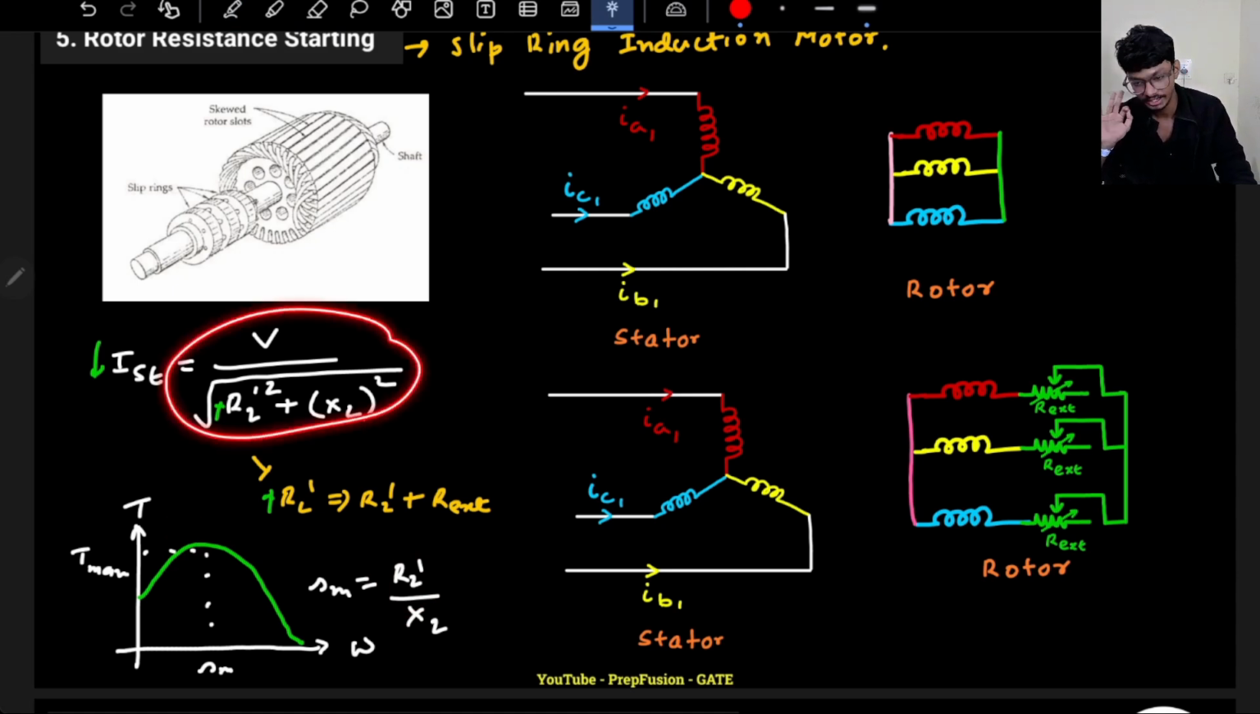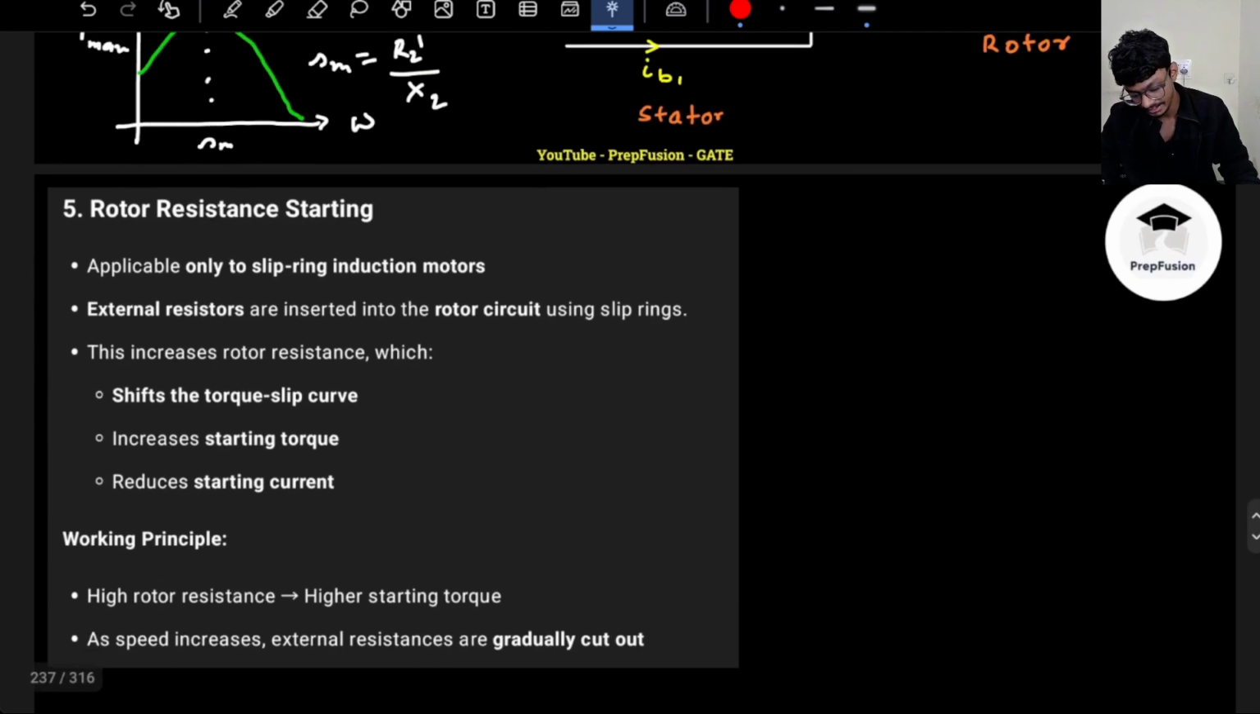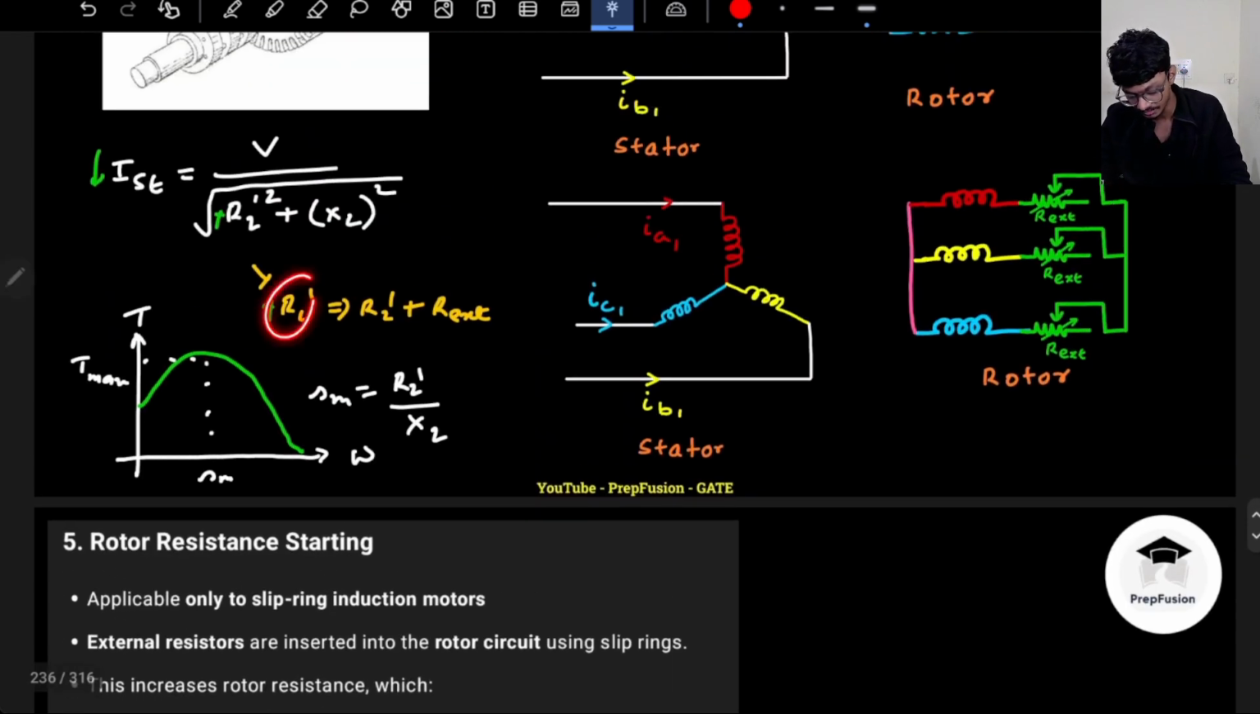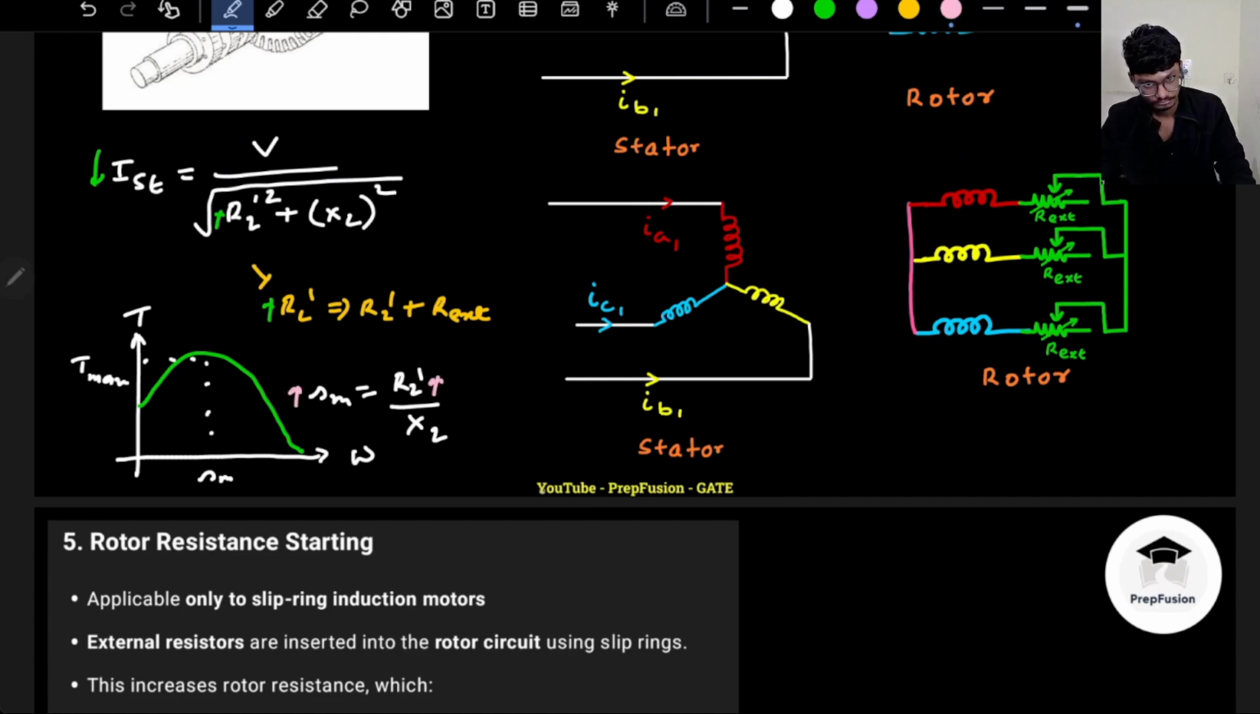Although this is very good, there will still be some power loss in the external resistance, and the characteristics of the motor will also change. So if I keep on adding external resistance, the torque slip characteristics will shift. I am increasing my R2 dash. If I am increasing my R2 dash, what is happening? My slip is increasing, correct?